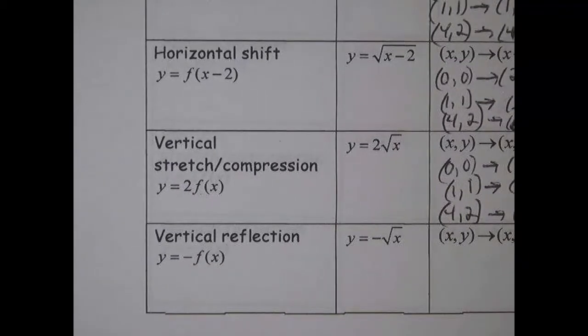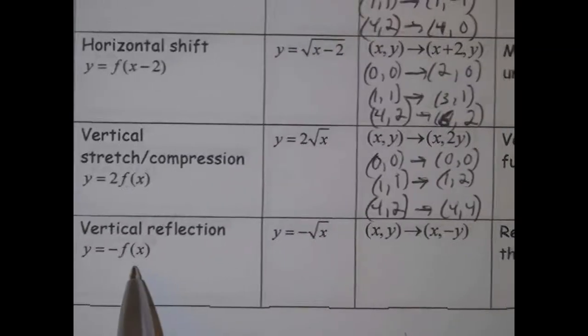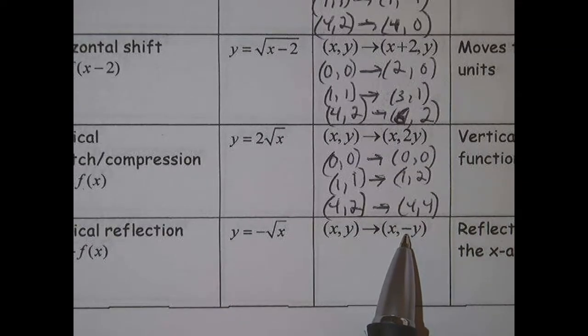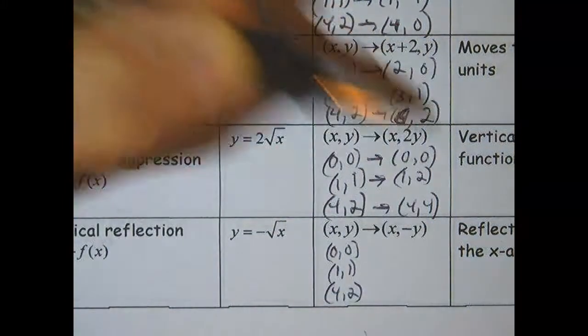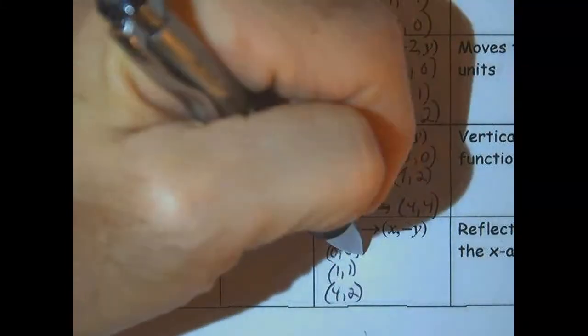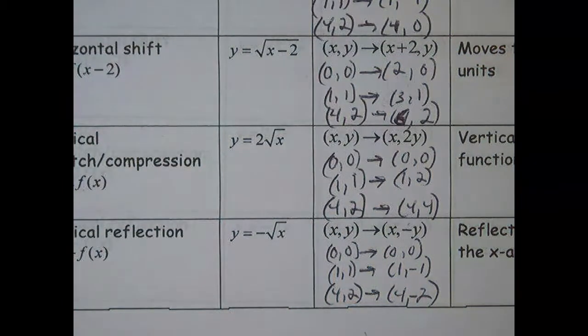All right, now what about a vertical reflection? That's the last one here. So when you have a negative on the outside of the function, then that's going to give us a vertical reflection, and that's just going to reflect the y value, not the x value. So our 3 initial points, 0, 0, 1, 1, and 4, 2, well, the y's will be negated. So this is going to be, well, nothing happens to 0 when you reflect it, but 1, 1 will go to 1, negative 1, and 4, 2 will go to 4, negative 2.